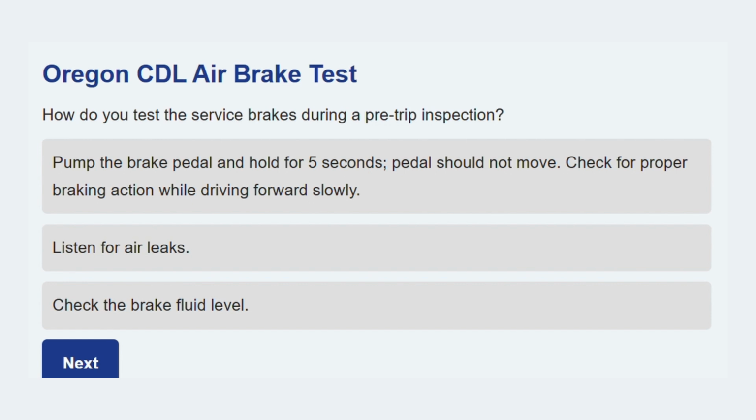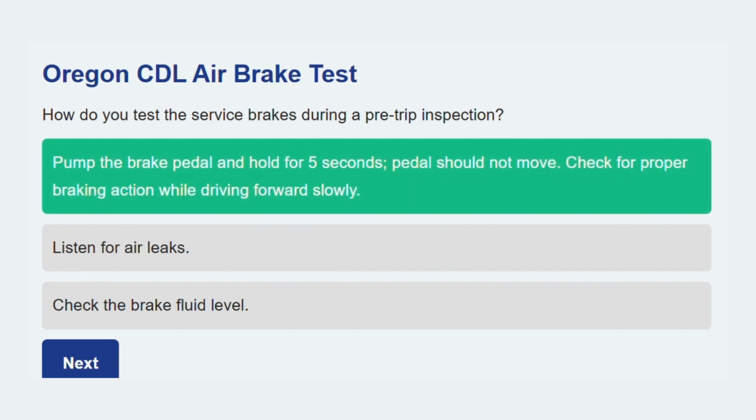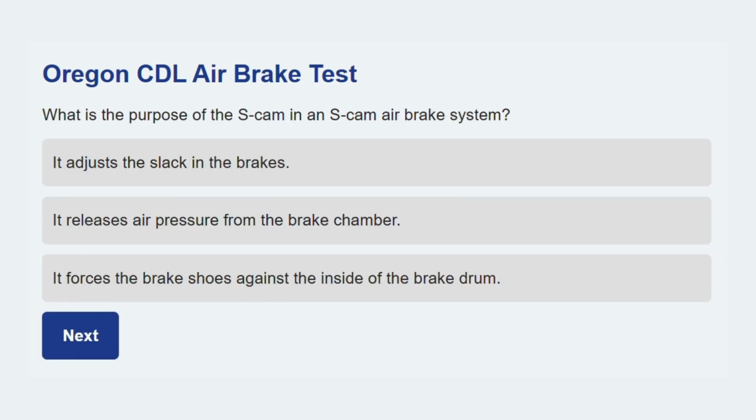Moving on. How do you test the service brakes during a pre-trip inspection? Pump the brake pedal and hold for 5 seconds. Pedal should not move. Check for proper braking action while driving forward slowly. This tests for leaks and proper operation.